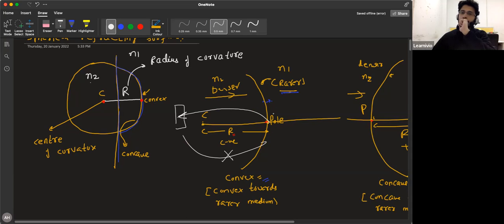Similarly here, if you have some image and I ask you to calculate this distance, you will start with the pole and go here. Say this is the direction of light. If you are moving in the direction of light, say from pole to here, the arrow is in the direction of light, then that distance is positive. But if you are going in a direction opposite to the direction of light, then your distance will be negative. This is the sign convention that we'll be using.